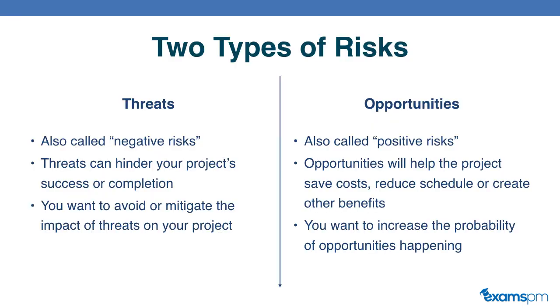Now, there are two types of risk that you may encounter on your project. The first type is a threat. These are also called negative risk. So threats can hinder your project success or completion. You want to avoid and mitigate the impact of threats on your project.